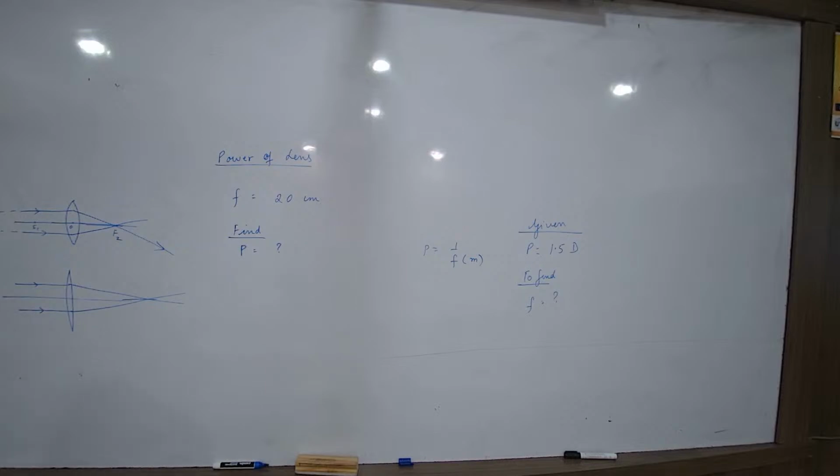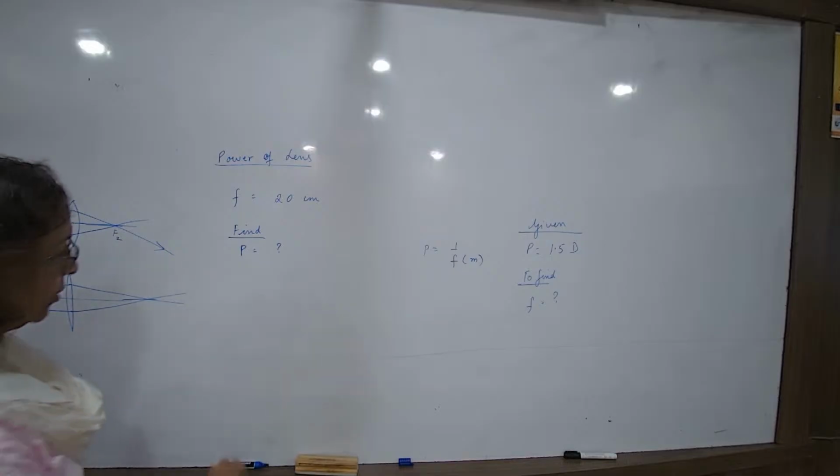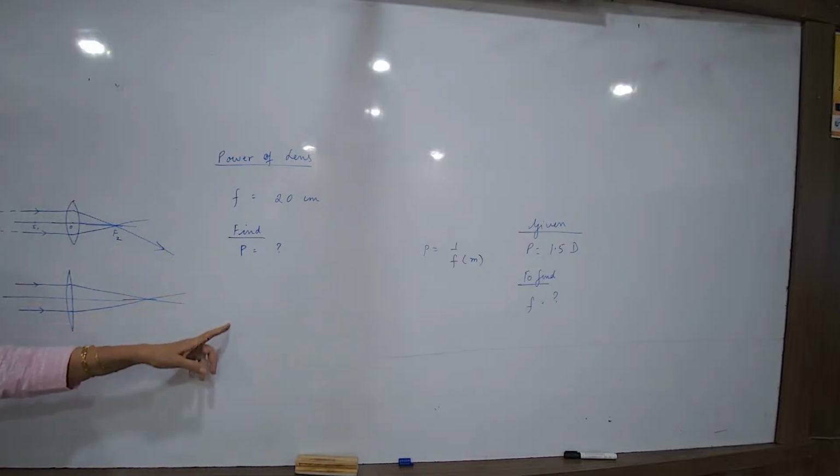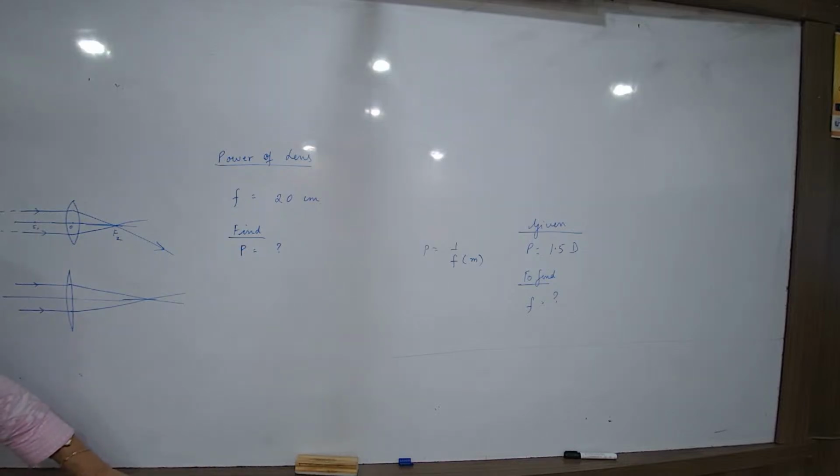Do properly. Use the formula and do it. Focal length will become 40? I don't know, you calculate. How can you do it as 40? 1 upon 20 plus 1 upon 20 is 40? Be careful of the steps. What is it that I have told you? You cannot keep it in centimeters. It has to be in meters. Do. Tell me the final answer.